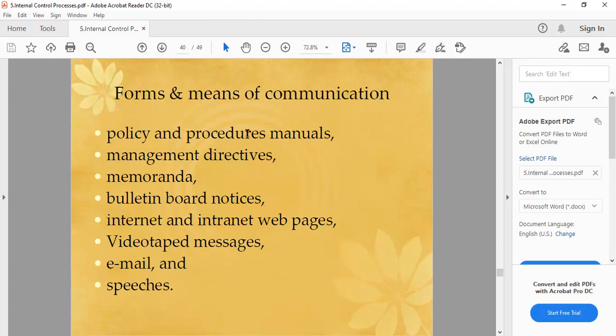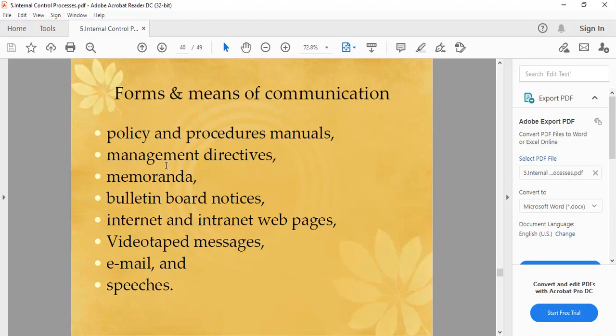There are many ways of communicating as well as the form. So it could be in a form of written or oral, in a form of traditional, or let's say technological or electronic. So we have the policy and procedures manuals. So we also have the management directives, although these actually are in paper form, but they can be sent using the email, so meaning soft copies, and also hard copies, which can be posted on the bulletin boards, and then the web pages for the online and internet.